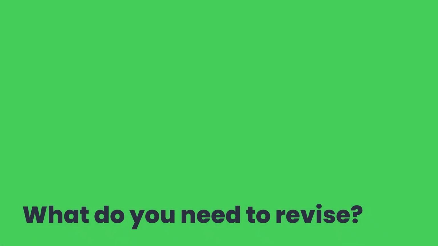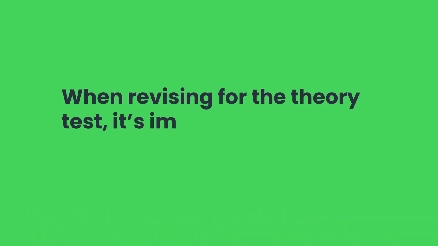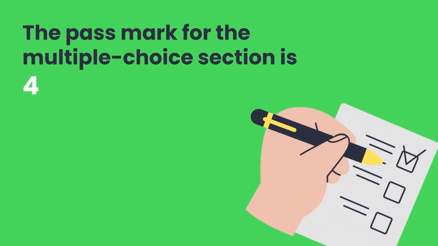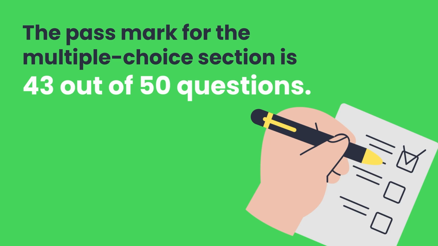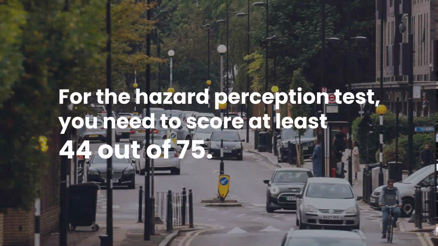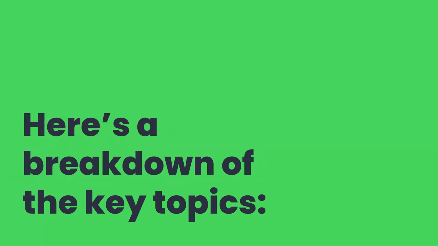So, what do you need to revise? When revising for the theory test, it's important to cover all areas that could come up. The pass mark for the multiple choice questions is 43 out of 50. For the hazard perception test, you need to score at least 44 out of 75. So here's a breakdown of all the key topics that you will need to know.